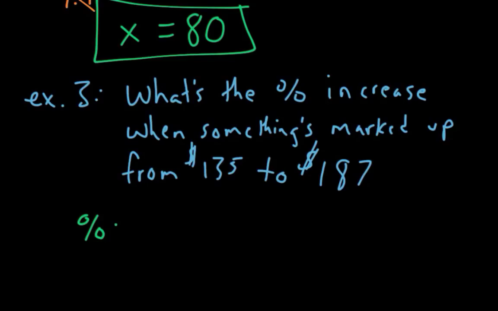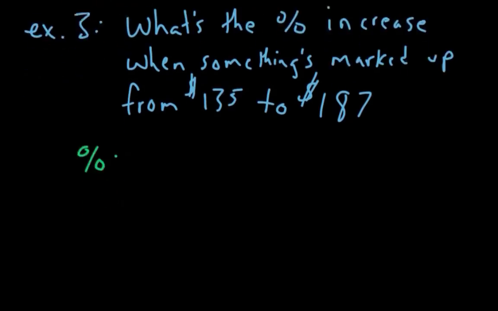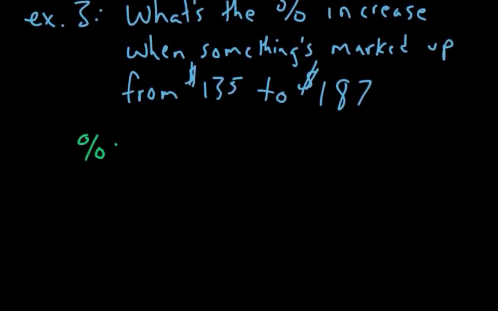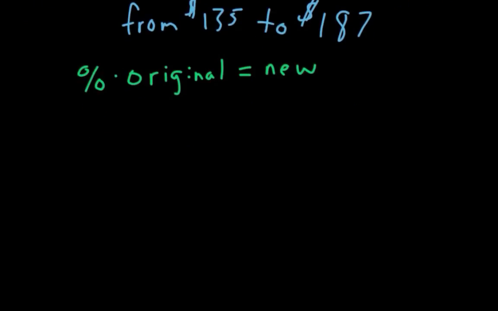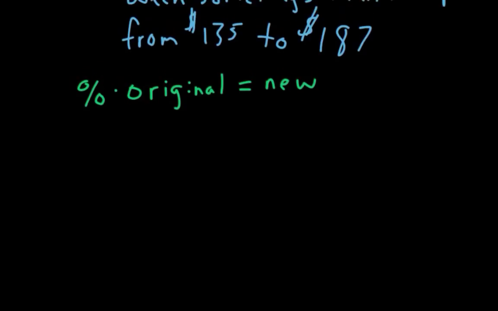I noticed in my last class that most people weren't writing out this first step. I really would encourage you to do the percent times the original equals the new. Writing that out is going to help you, and it doesn't take long. All right, so we're looking for the percent. So I could right away put my x right in there for the percent. The original cost is going to be $135. To my new cost, which is the 187.